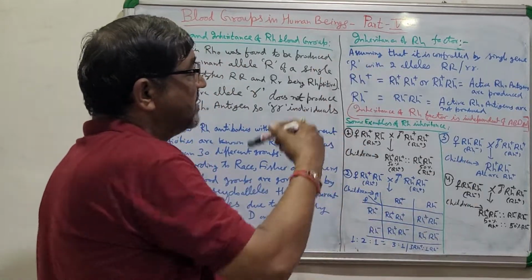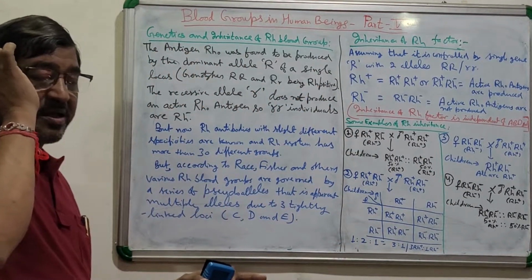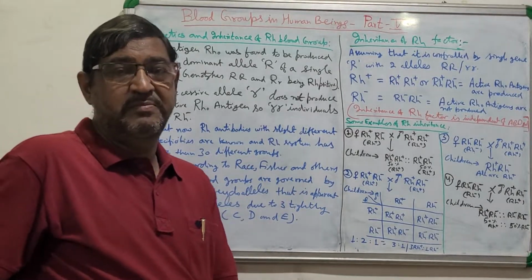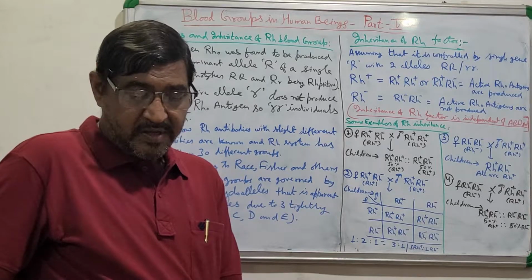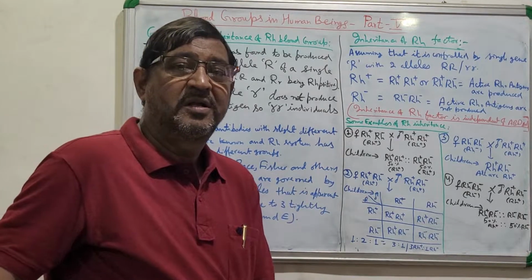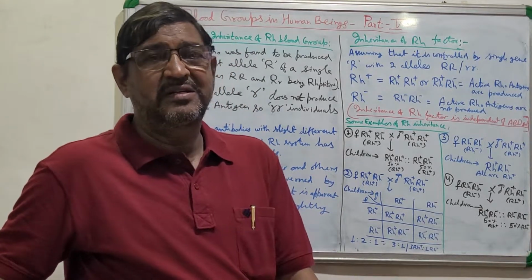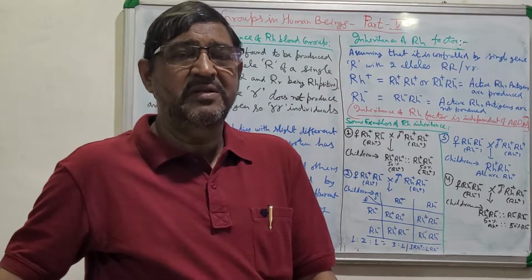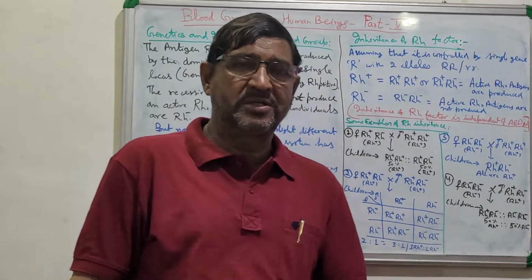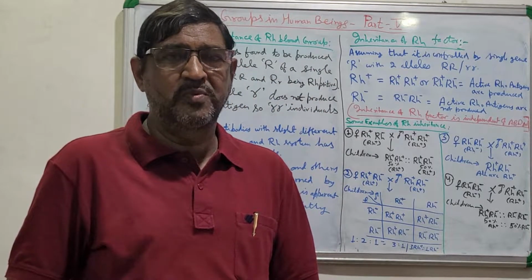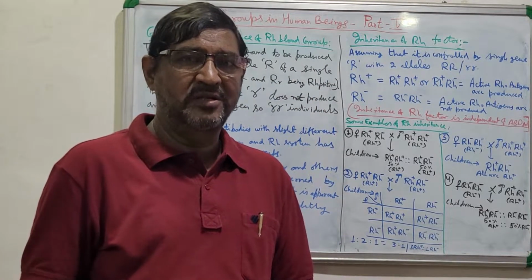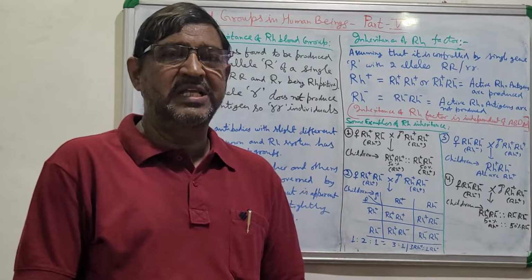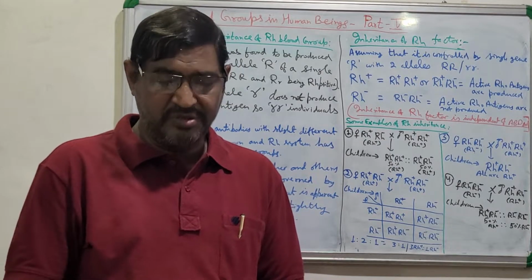So this is the inheritance pattern of Rh positive and Rh negative blood groups. Of course, we have to consider both the groups, the Rh group as well as the ABO blood group, during blood transfusion. So I will be coming in the next video to show how this inheritance pattern is seen considering both the blood groups.